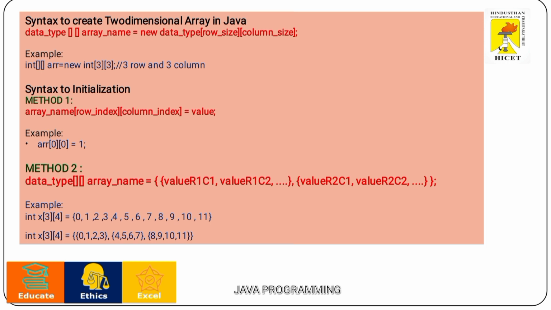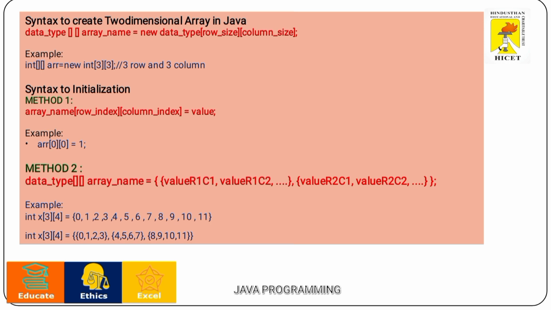In the second method we used curly brackets, and we can also use nested curly brackets to initialize the array values. In the first example we use the curly brackets and all the elements will be stored in order, following the left to right assignment order. The first example, int x[3][4], so 3 rows and 4 columns.